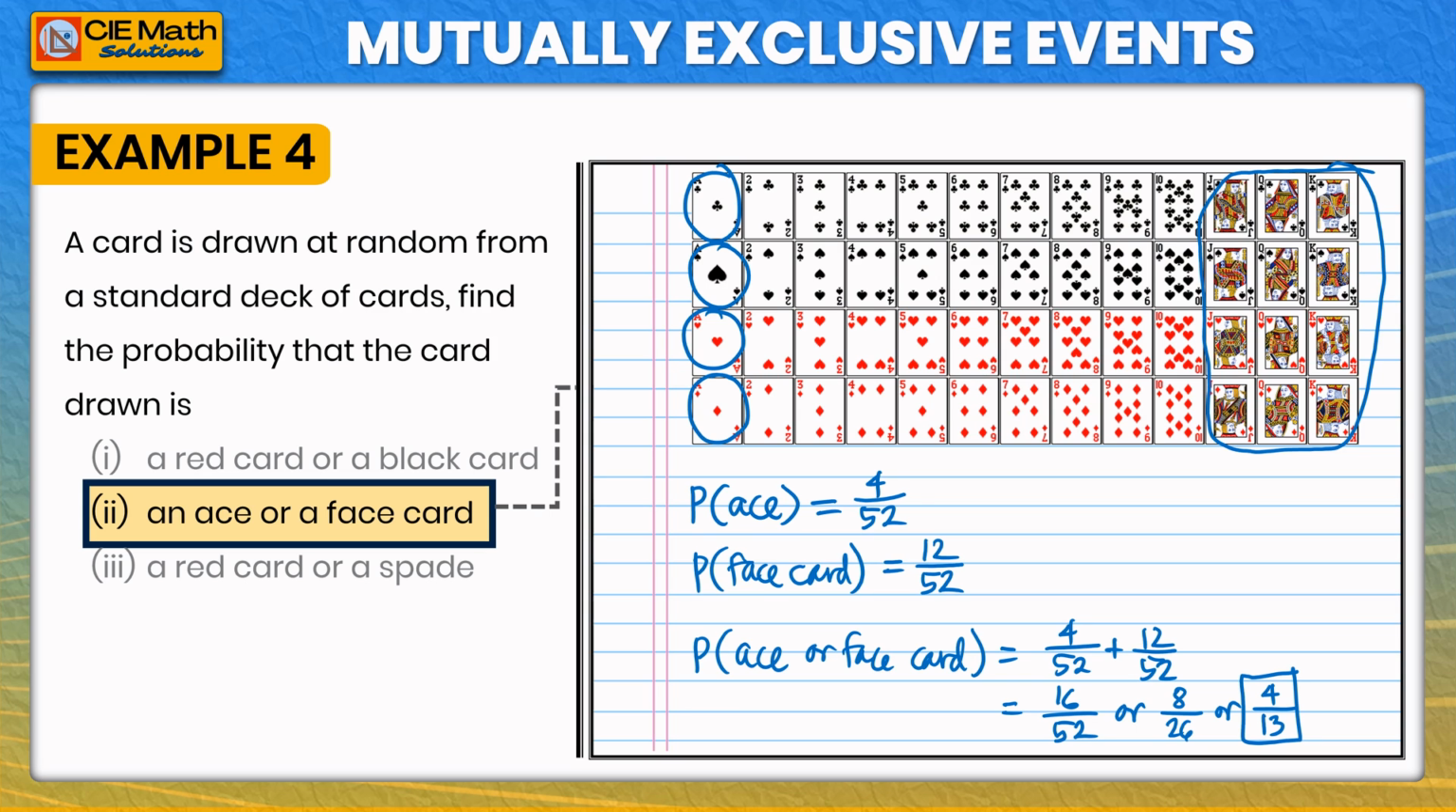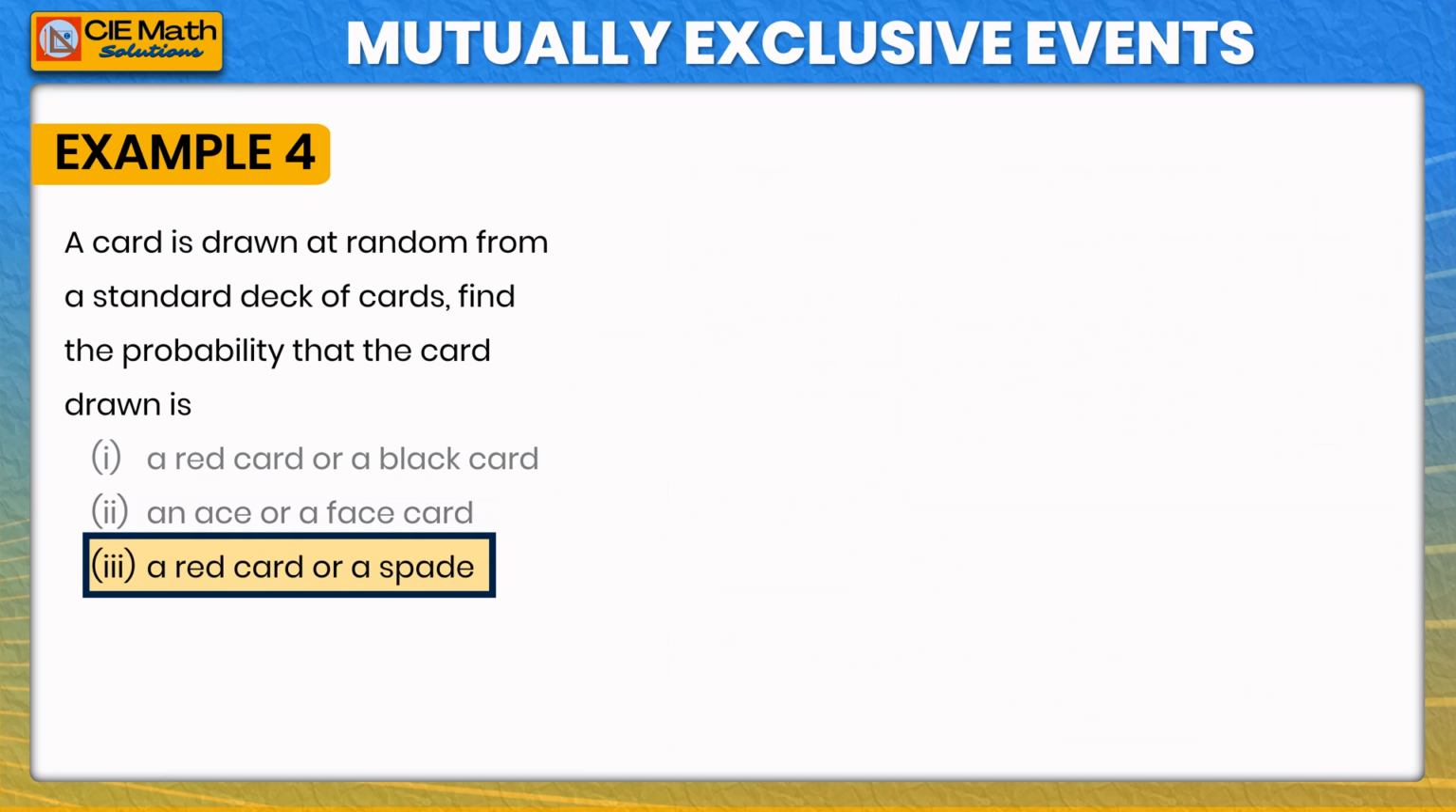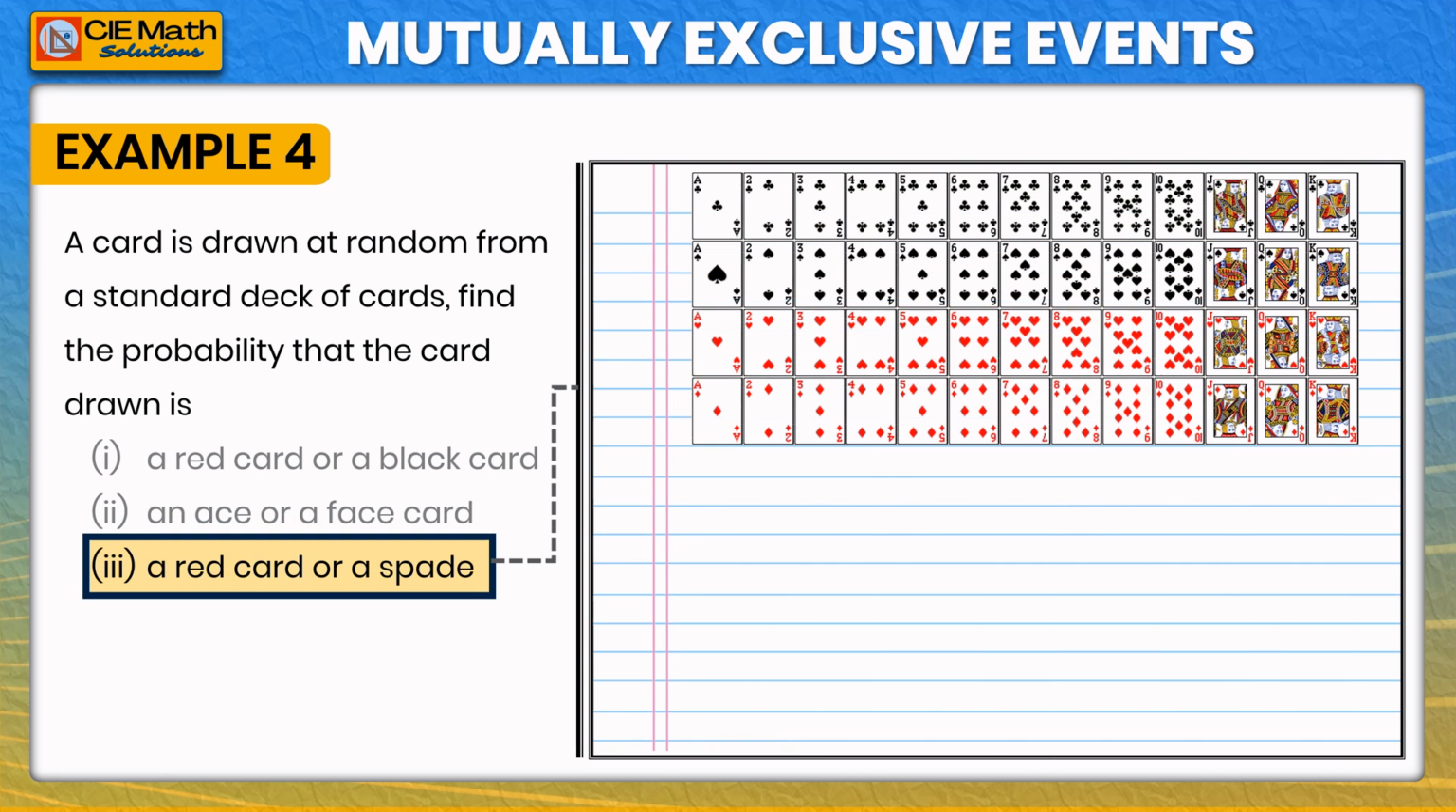Now again, if you recall, to check if these two events, an ace and a face card, are mutually exclusive, just answer the question: is there a possibility that the card is an ace at the same time a face card? If the answer is no, there's no possibility, then they are mutually exclusive. Okay then, let's proceed to triple I. On triple I, a red card or a spade.